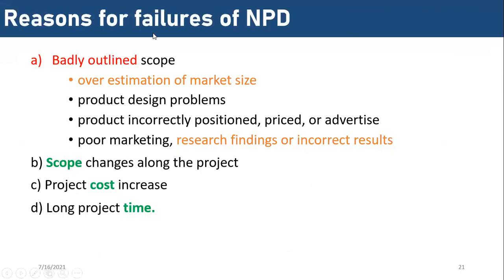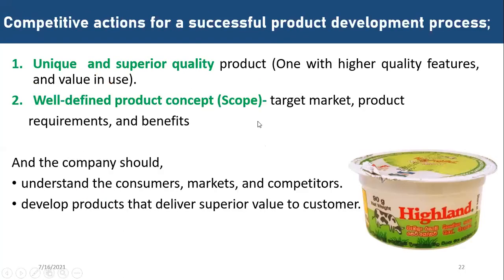There are some reasons for failures of new product development as we discussed, and the very good examples I have given. What happened to the Ambika Pania we discussed, and the Coca-Cola and Kick-Cola story we discussed. So with those examples, you are in a position to understand the reasons for failures.